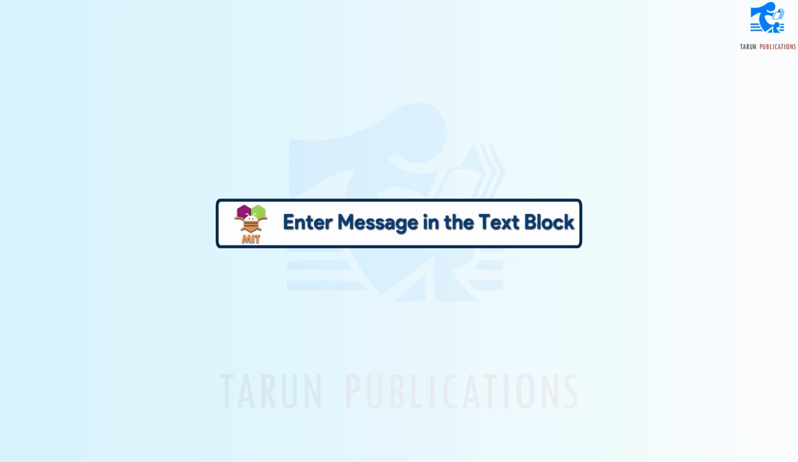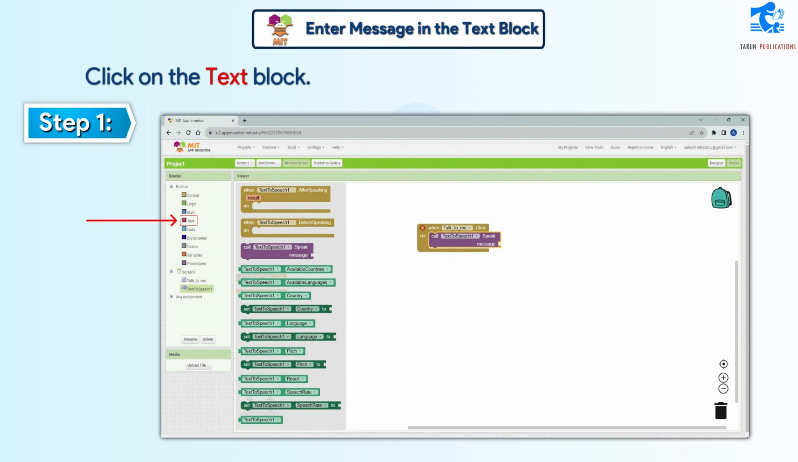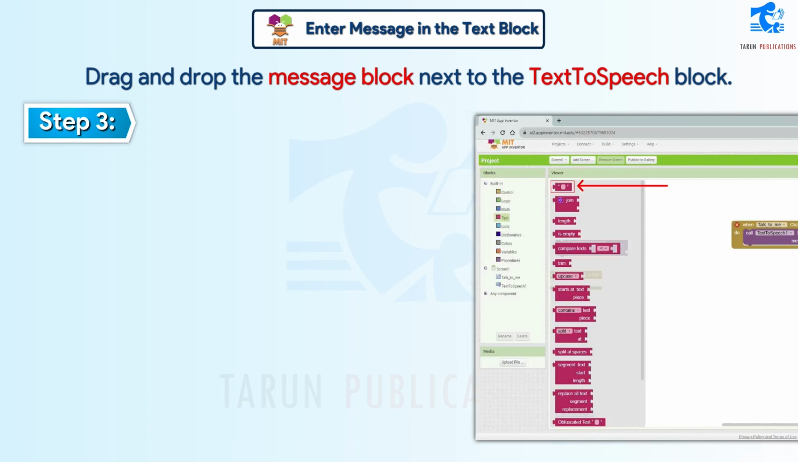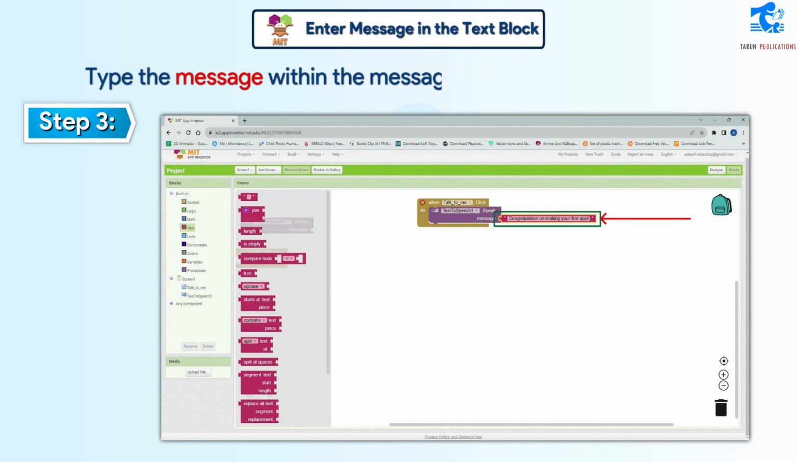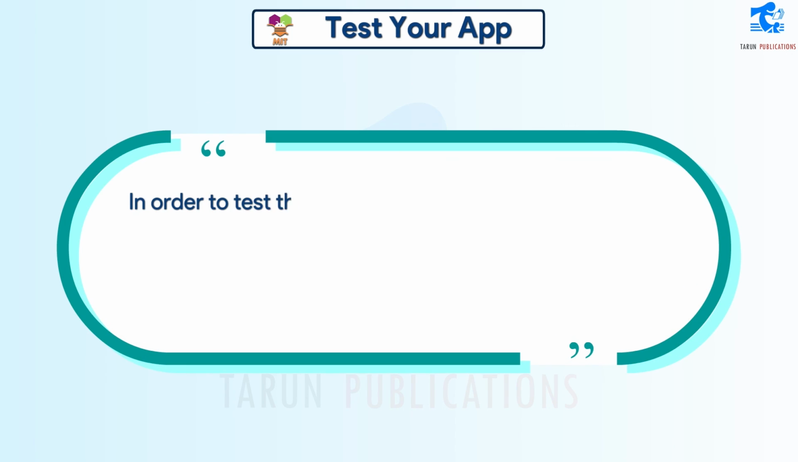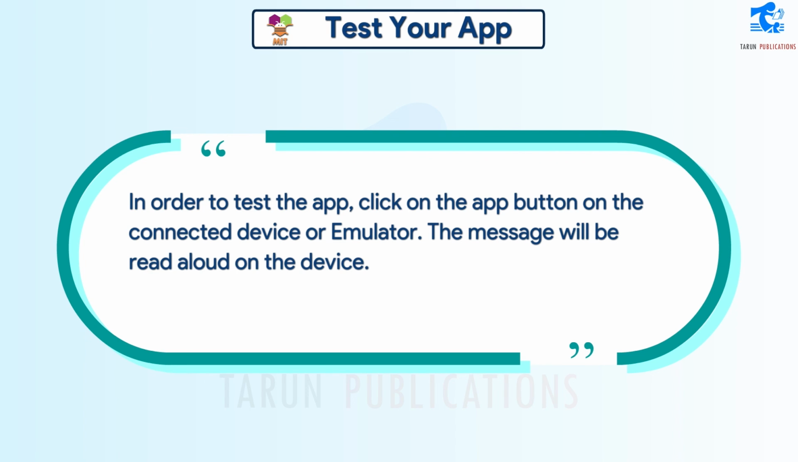Enter message in the text block. Step 1. Click on the text block. Step 2. Drag and drop the message block next to the text-to-speech block. Step 3. Type the message within the message block. Test your app. In order to test the app, click on the App button on the connected device or emulator. The message will be read aloud on the device. Make sure the device volume is set to high.